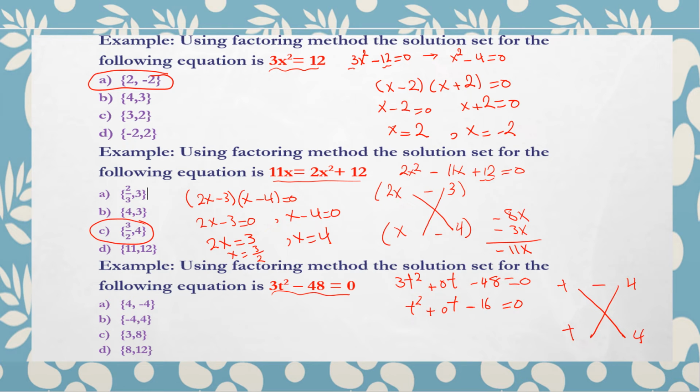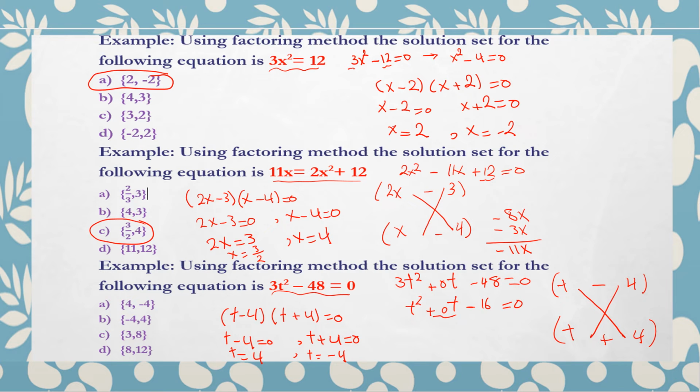And we can assign a negative sign for one 4 and a positive sign for the other. So the difference between minus 4 and plus 4 gives 0, and minus 4 times 4 gives negative 16. So our factors are t minus 4 times t plus 4 equals 0. So t minus 4 equals 0, and t plus 4 equals 0. Then t equals 4, and t equals minus 4.